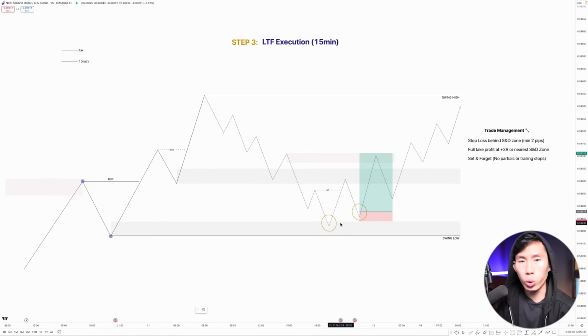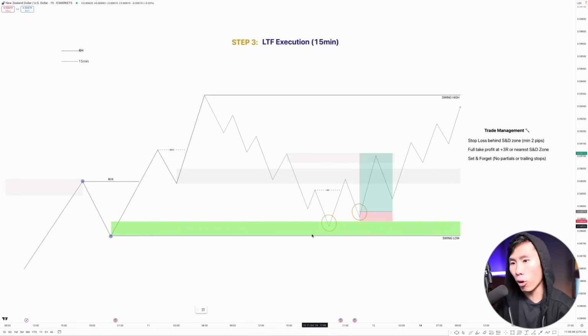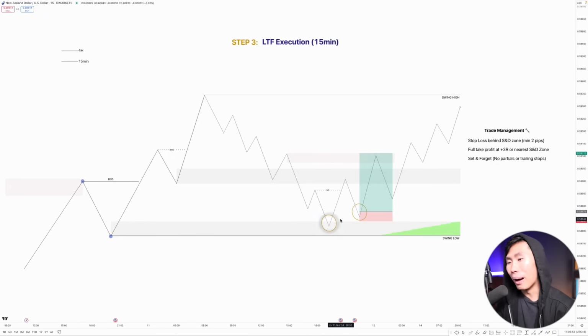So now that you have understood our entry model, you will know that after price has mitigated our 4-hour demand zone, that is when we want to look for our entry model right here. But let's say for some reason you miss out on this entry model, this entry opportunity right here. What do you do next? You keep calm and collected and you wait for the next trading opportunity.